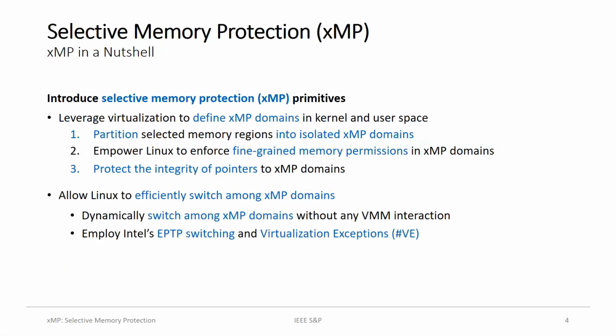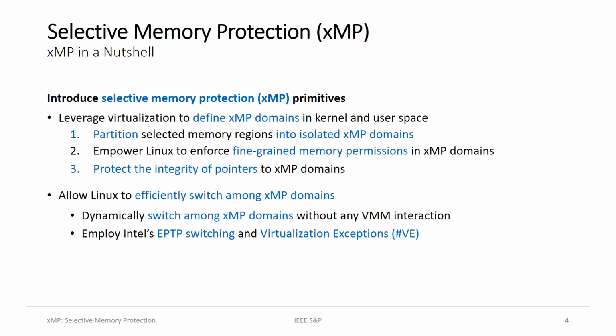We introduce selective memory protection, or short xMP primitives, to assist operating systems in thwarting data-oriented attacks. In a nutshell, we use virtualization extensions of Intel to provide Linux with the following primitives. First, we partition selected memory regions, which hold sensitive information, into disjoint xMP domains. Second, we isolate xMP domains by enforcing fine-grained memory permissions. And third, we obstruct corruptions of pointers to xMP domains by equipping them with context-bound HMACs. In the end, these primitives allow Linux to protect sensitive data in xMP domains.